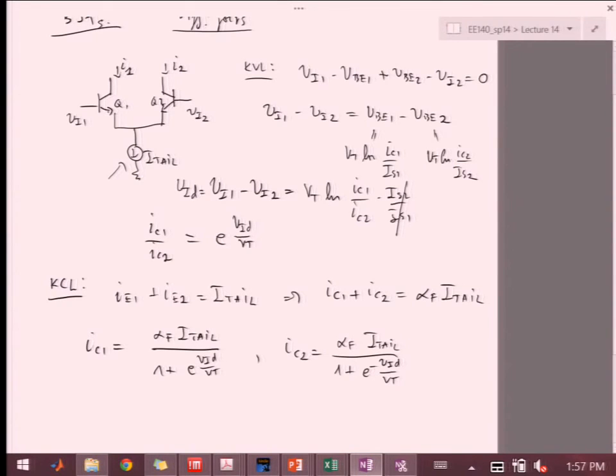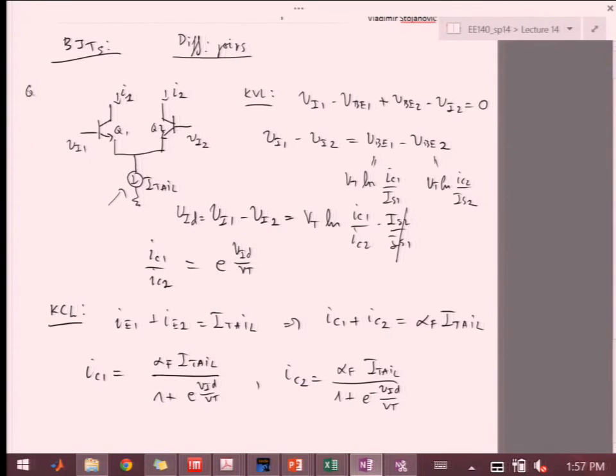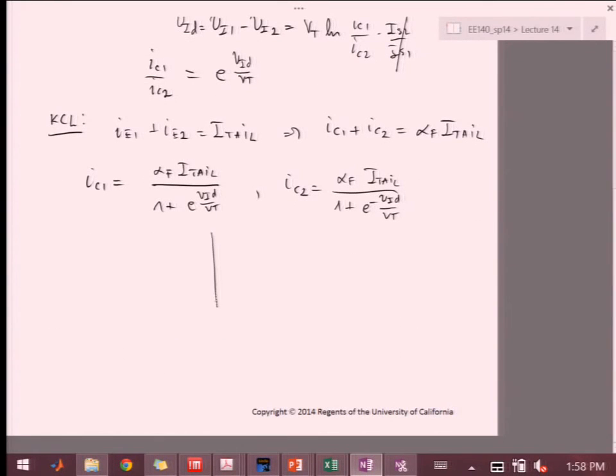So its VBE is actually just VT log of alpha times I tail over IS, right? So at that point, game over, okay? So this only applies until both are in forward active region, right? So we can say Q1, Q2 are in forward active region for this. Okay, so let's draw that line a little bit.